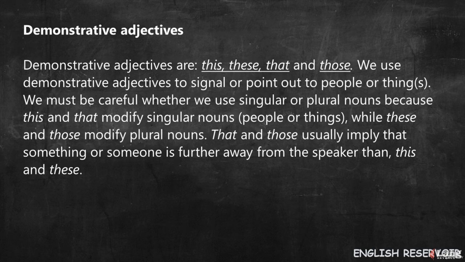Demonstrative adjectives. Demonstrative adjectives are this, these, that, and those. We use demonstrative adjectives to signal or point out things or people. We must be careful whether we use singular or plural nouns, because this and that modify singular nouns, people or things, while these and those modify plural nouns. That and those usually imply that something or someone is further away from the speaker than this and these.